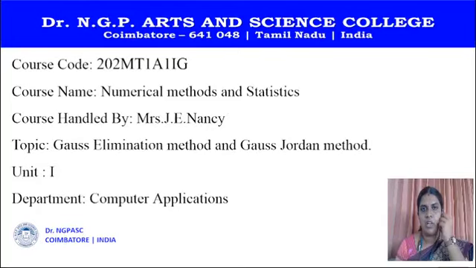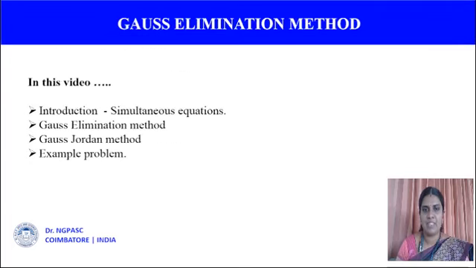Hello all. So the course name is Numerical Methods and Statistics. The topics covered here are Gauss elimination method, Gauss-Jordan method. Before that we will be seeing a small introduction about the simultaneous equations and we will complete with the example problem.